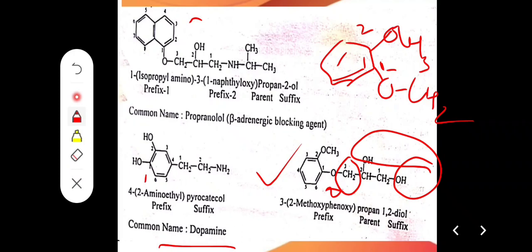2-methoxyphenoxy, bracket close. And then propane-1,2-diol, because propane has 1 carbon and 2 carbon bearing 2 OH groups, so due to this it is considered propane-1,2-diol. And diol is basically considered for the hydroxy group, OH group attached with it, and as 2 OH groups are present, we term it diol, propane-1,2-diol.